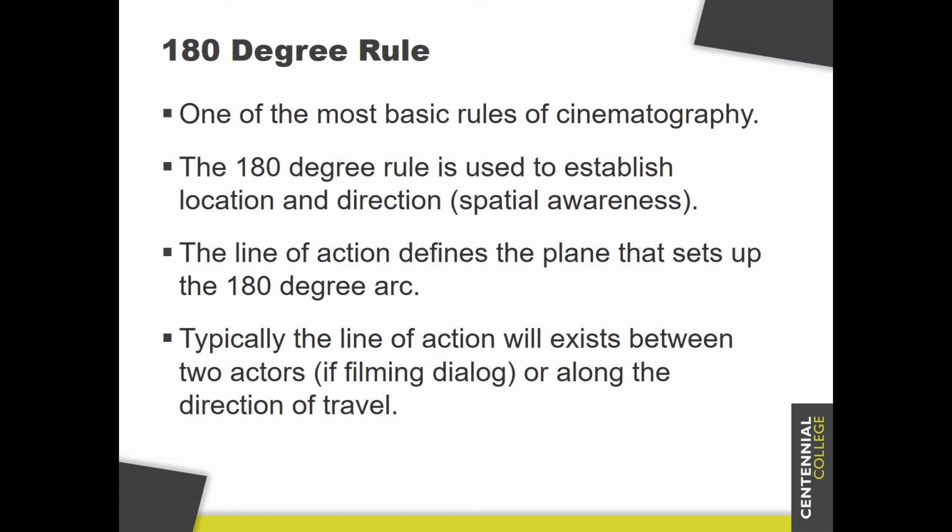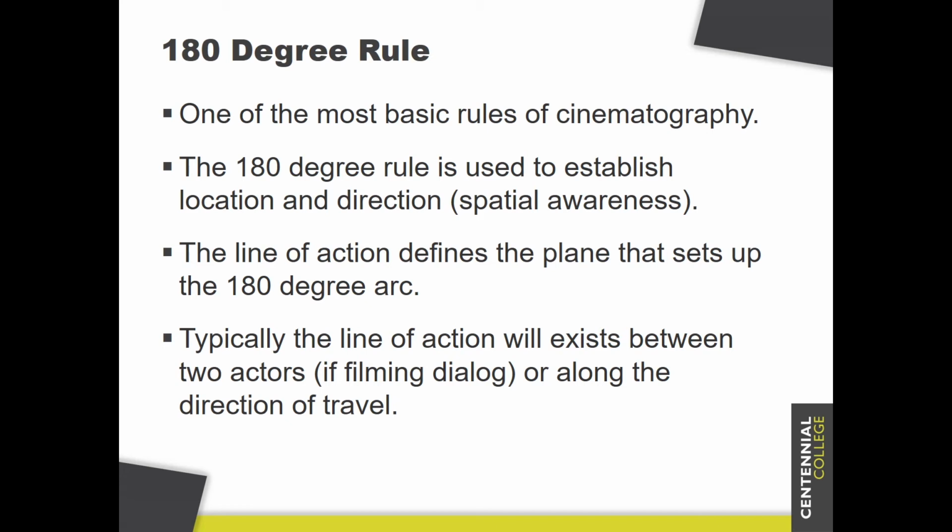It's one of the most basic rules of cinematography. We're covering basic stuff here. This is an introduction to cinematography. But it's one of the most important and basic rules of cinematography. It can be used for a lot of things. The 180-degree rule will do a lot of things for our viewer. It's going to help them establish spatial awareness. It's going to help them establish location and directionality of individual characters. As long as we have defined that line of action and we've defined our 180-degree arc, we don't cross the line, we maintain our space within the 180-degree arc, then the characters will remain in the appropriate screen space.